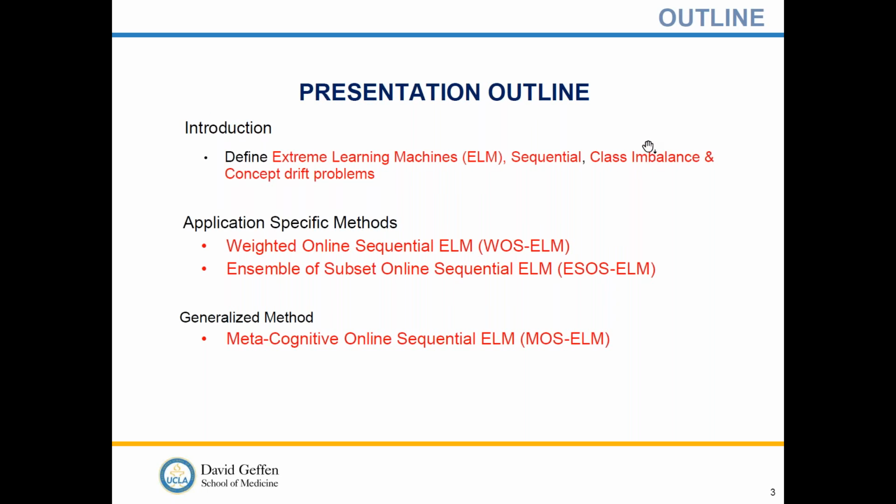So first, I'm going to define what extreme learning machines are, what is sequential learning, and what are class imbalance and concept drift problems in sequential learning. Then I'm going to propose two application-specific methods. One is to tackle the class imbalance problem, and the other one tackles both class imbalance and concept drift problems in sequential learning. And then I'm going to propose a generalized method that can work under different environments.